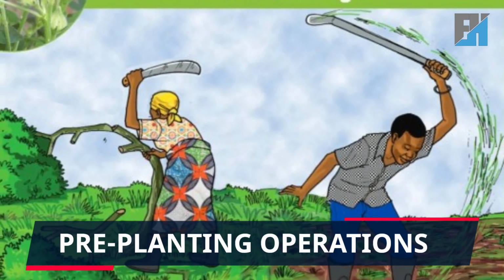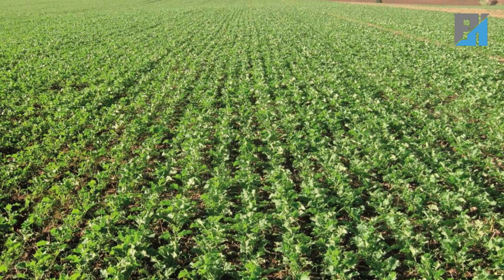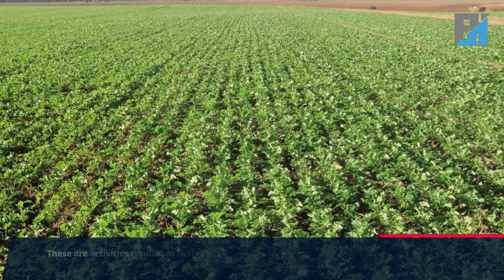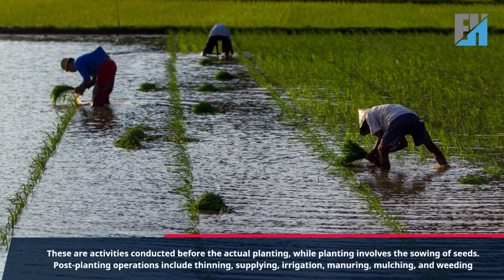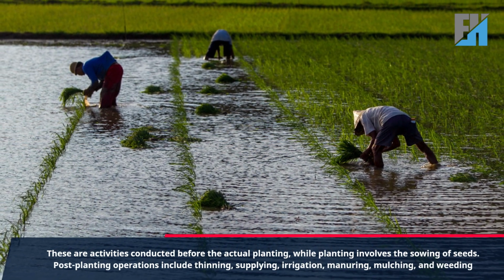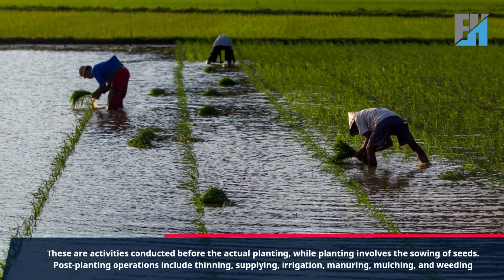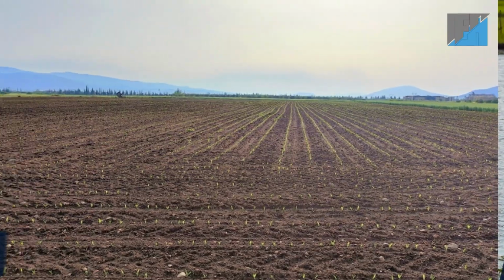Pre-planting operations. These are activities conducted before the actual planting, while planting involves the sowing of seeds. Post-planting operations include thinning, supplying, irrigation, manuring, mulching, and weeding.